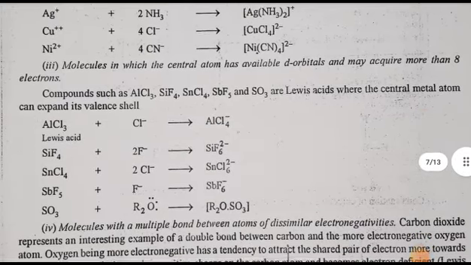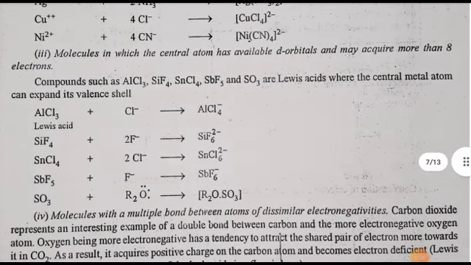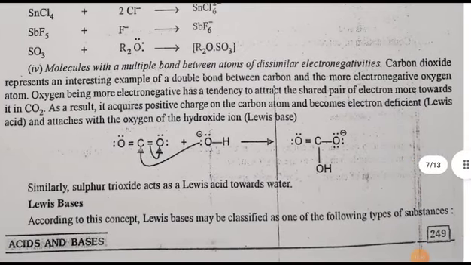Third, molecules in which the central atom has available d orbitals and may acquire more than 8 electrons. Compounds such as AlCl3, SiF4, SnCl4, SbF5 and SO3 are Lewis acids. Fourth, molecules with a multiple bond between atoms of dissimilar electronegativities.